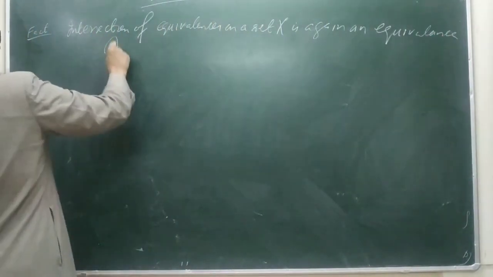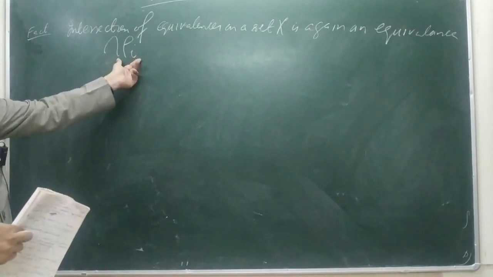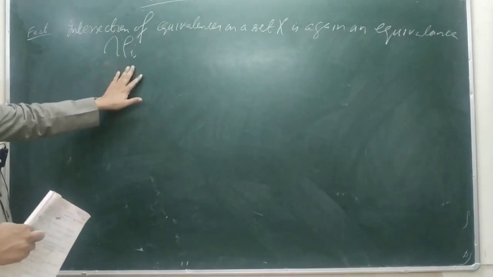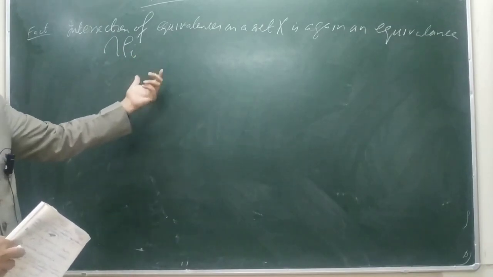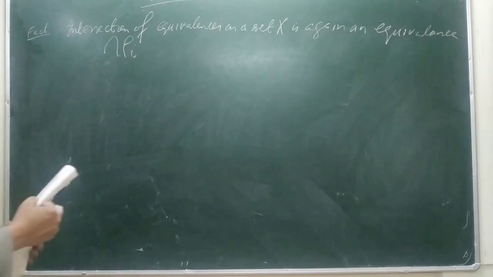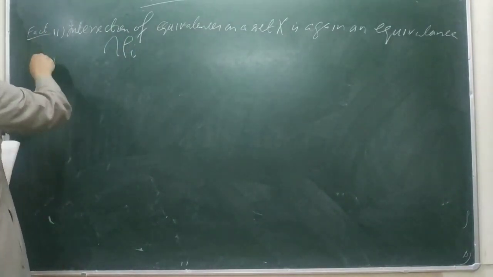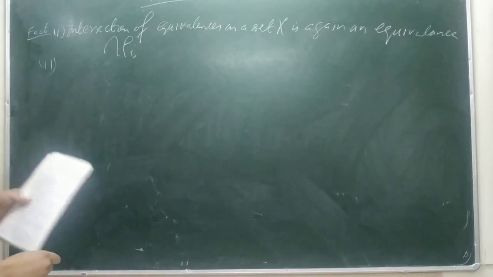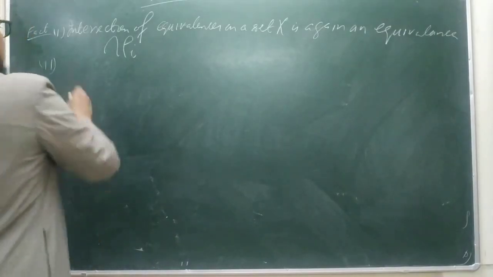You consider a family like this, rho_i. Rho_i is what? An equivalence. So if each rho_i is an equivalence, you have to prove the intersection of the rho_i is also an equivalence. That is, the intersection of rho_i is also reflexive as well as symmetric as well as transitive. Very easy. It's trivial. So this is the first fact. Second fact is that the union of two equivalences need not be an equivalence in general.